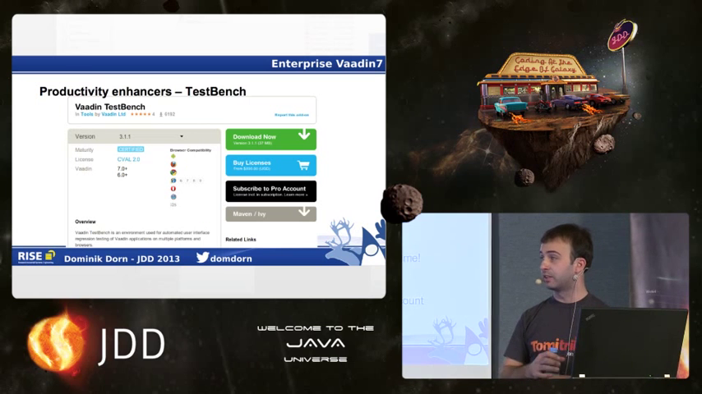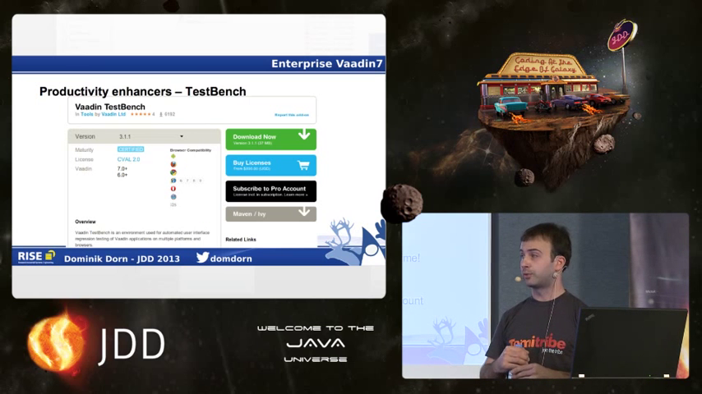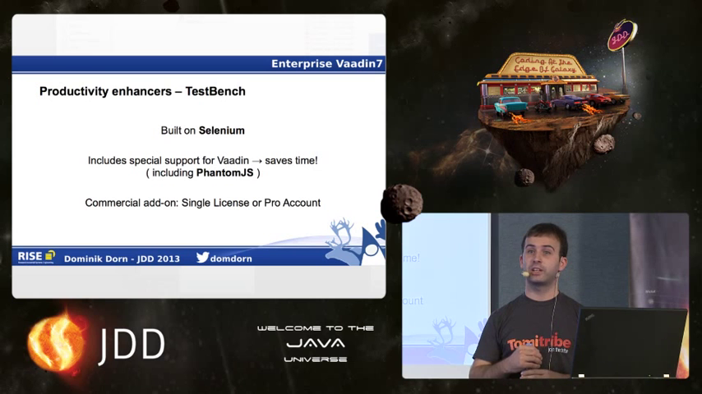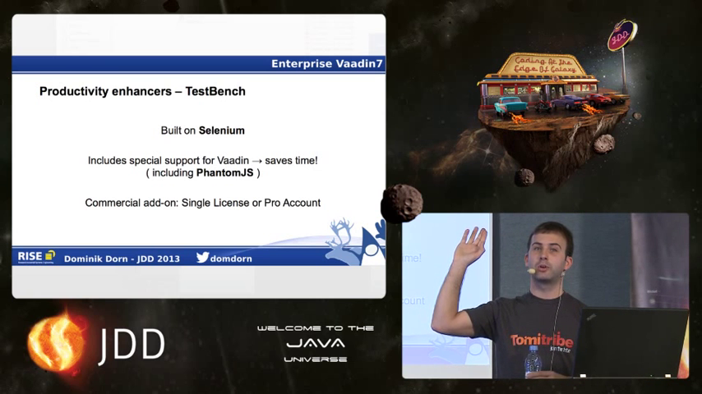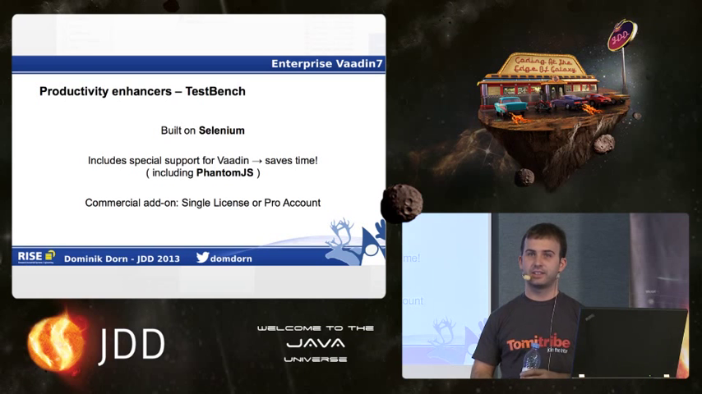It's built on Selenium, and it even has support for PhantomJS. Who knows what PhantomJS is? Please raise your hand. Oh, okay. PhantomJS is a way to run Selenium-based tests without a browser. It basically emulates a browser and allows the Selenium-based tests to be run on, for example, your integration server without the need to have a display or X server running. It's also included in the Pro account, but you can also purchase it without a Pro account.